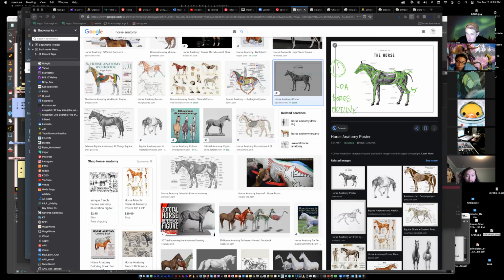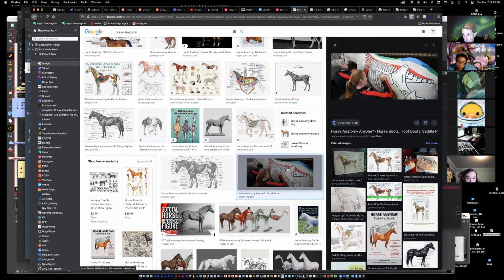I don't think it's necessary for you to get in there and study all of the different muscles. I don't think it's necessary for you to do what this woman's doing right here and paint the anatomy onto a horse. It's odd. I mean, it works sometimes, but it's kind of odd.